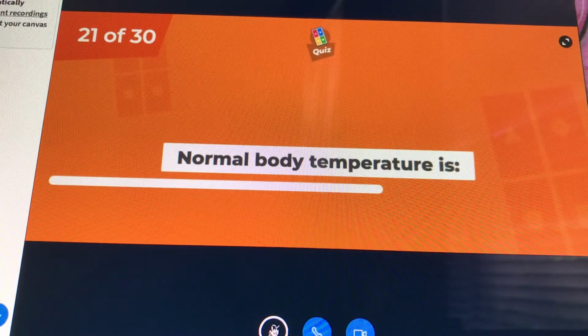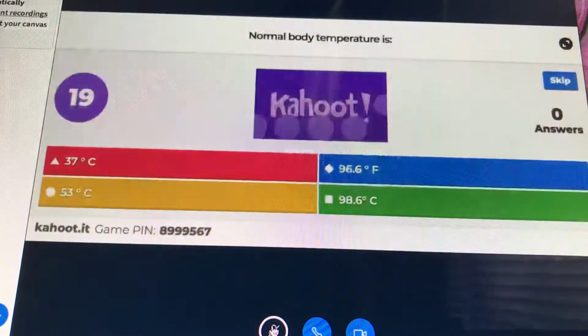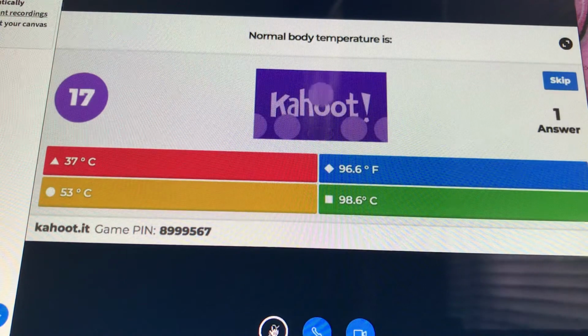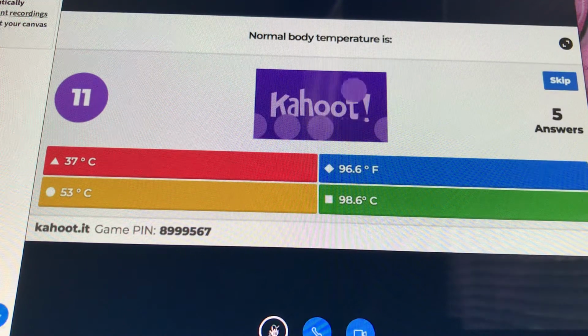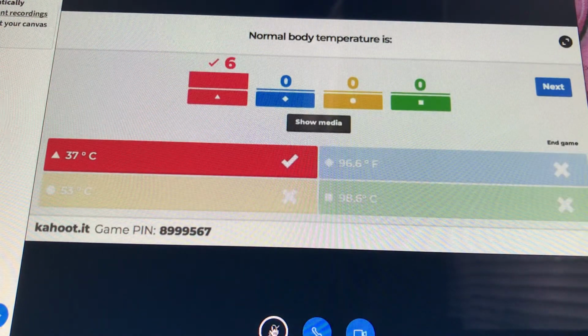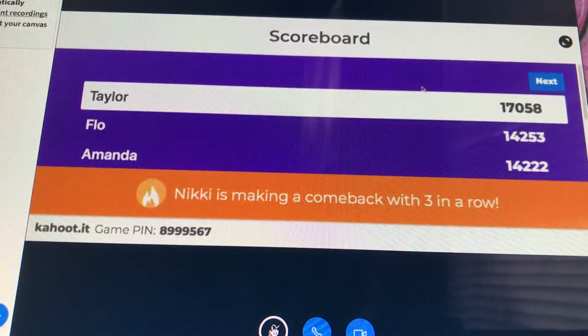Normal body temperature is good, 37 degrees Celsius, or 98.6 degrees Fahrenheit. Good job not picking 98.6 degrees Celsius.